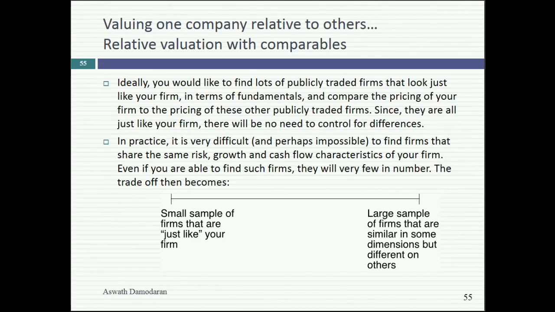I've kind of given away my bias. You can probably guess where I'm going to go. But if you had to pick, which one would you pick? A small sample of companies very much like yours, and with criteria you can do all kinds of things and end up with five companies very much like yours. Or would you rather have 100 companies with differences across them?